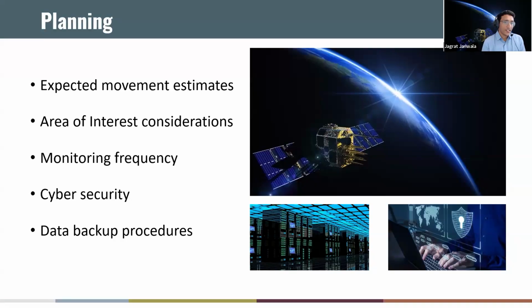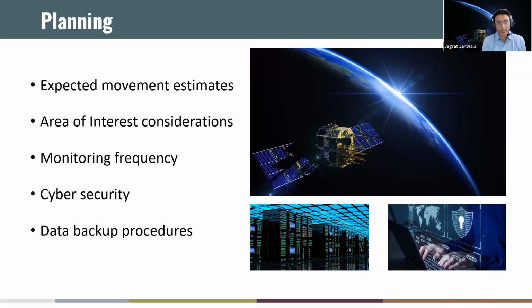Other area of interest considerations. Are you trying to monitor an urban area with lots of buildings? Are you trying to monitor a slope which is vegetated? Different types of wavelengths and different types of configurations will be suitable for different applications. So that information also needs to be ironed out at the beginning of InSAR implementation.